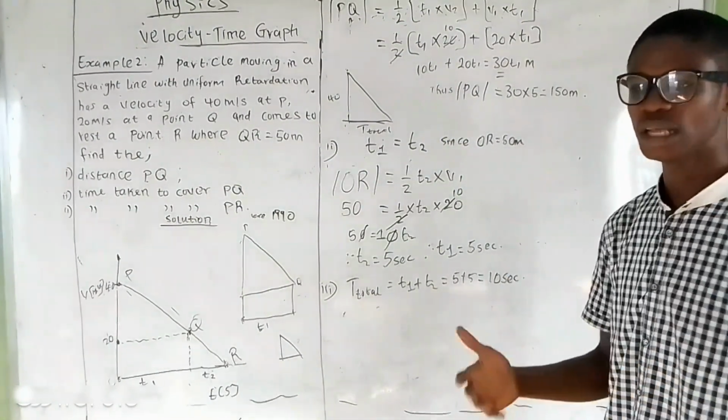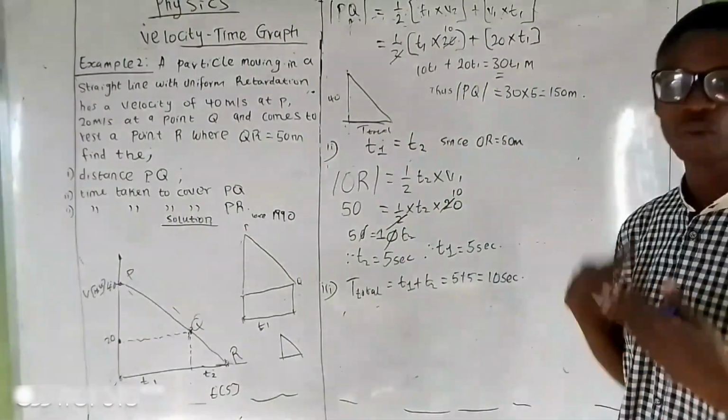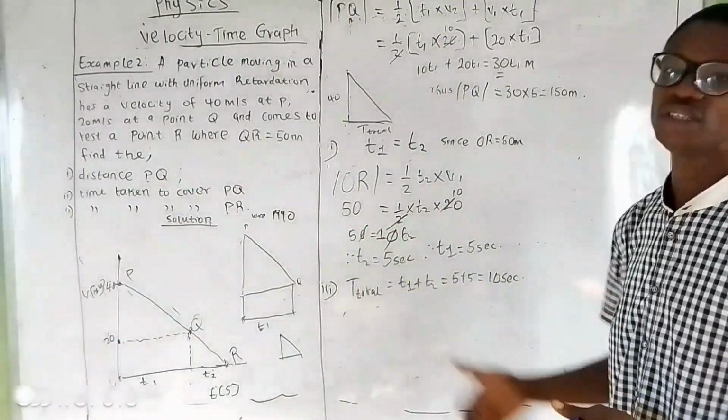This is part 1 of the VT graph. I'll give you more examples on how to solve this VT graph and we'll solve it together.